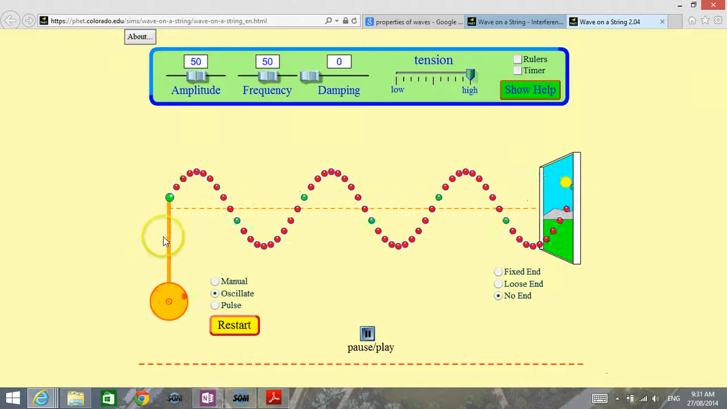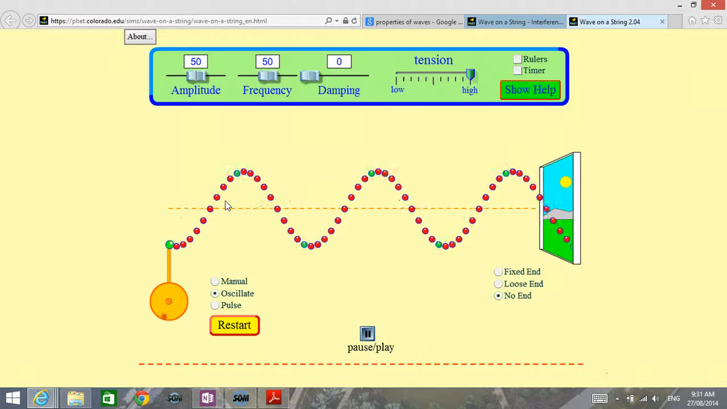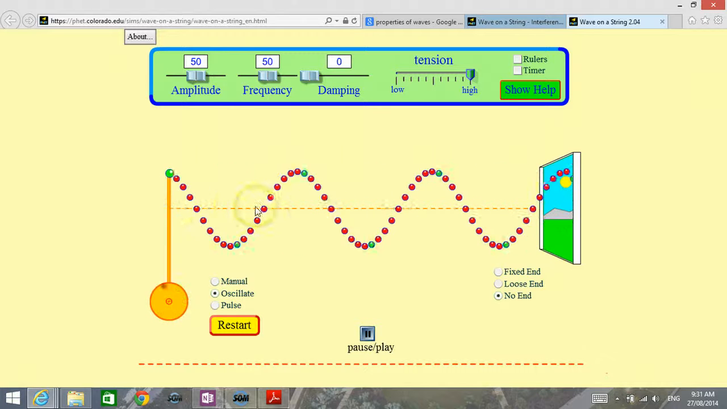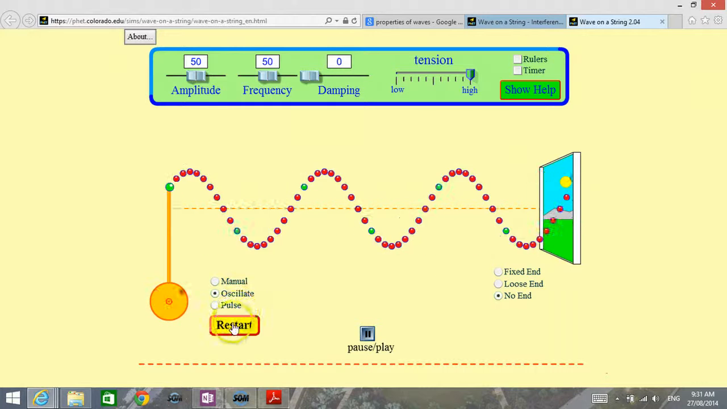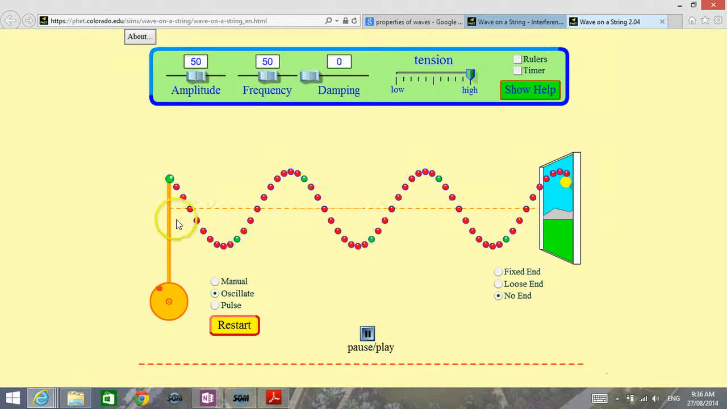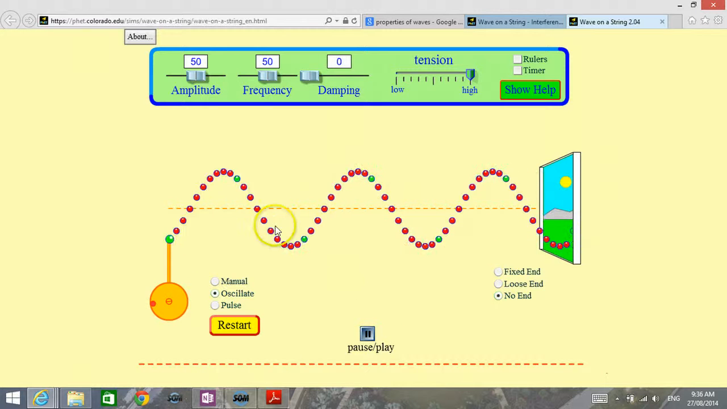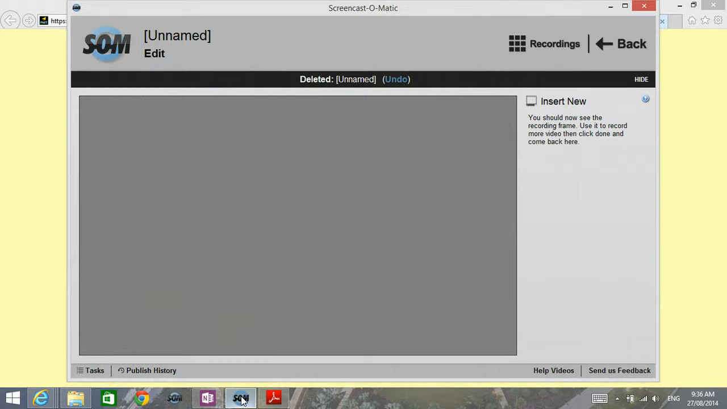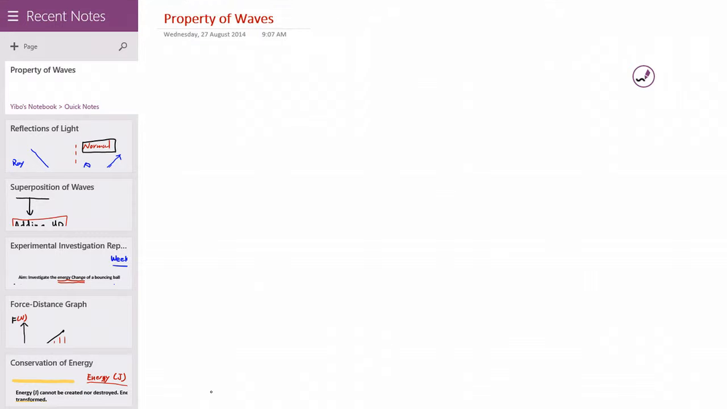Now, this is a transverse wave, and if light behaves like waves, it is going to behave like a transverse wave. When looking at this wave, we can easily sketch it as a sine graph. Now, let me show you how we sketch waves. There are two ways to sketch a wave on a sine graph.